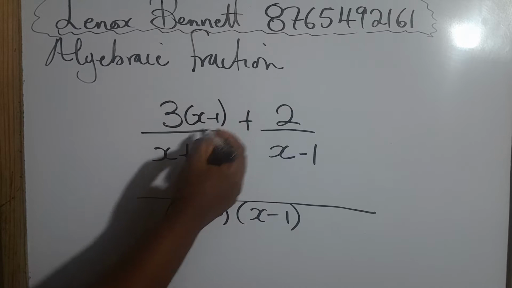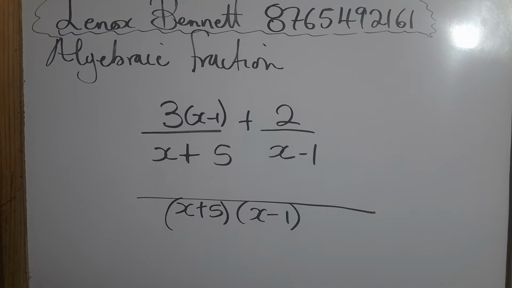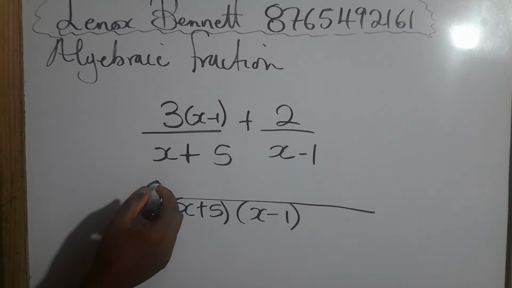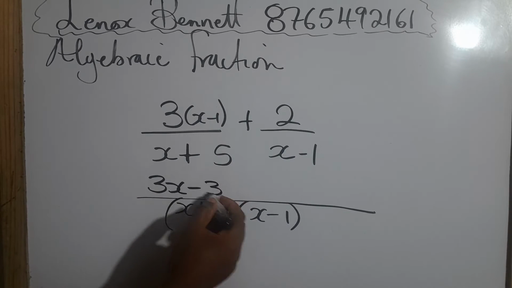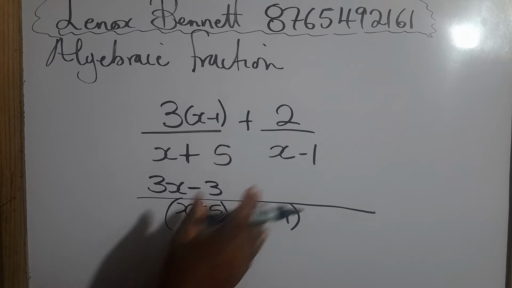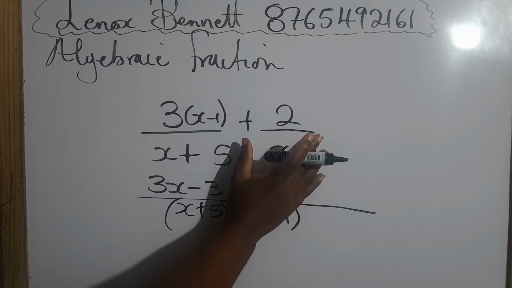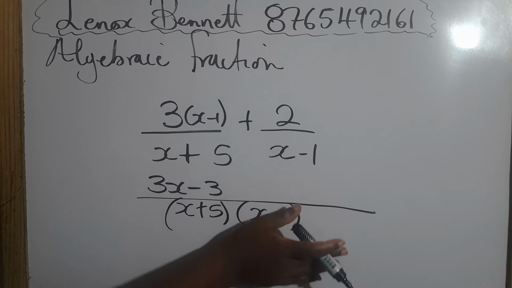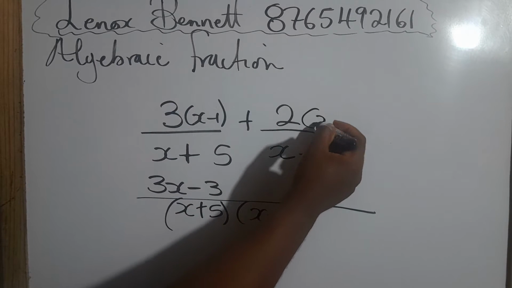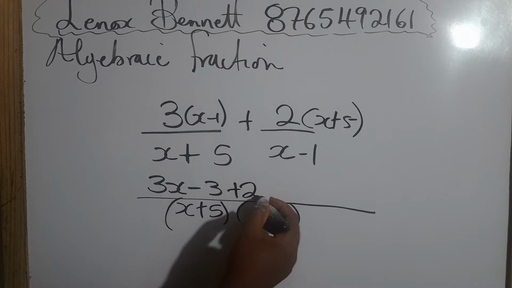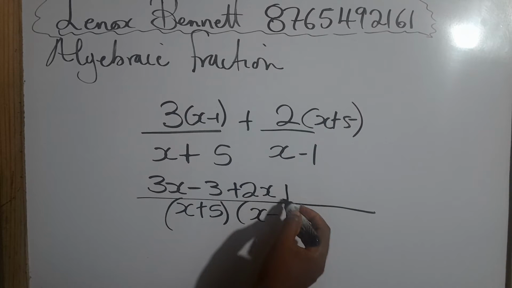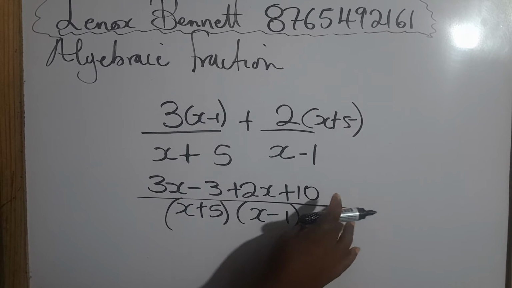So we multiply the numerator. It's done just like regular fractions. And of course, 3 times x, that's 3x. 3 times negative 1, negative 3. Next, we're going to do the same thing, but this time with x minus 1. So this will leave x plus 5. So we multiply this by x plus 5. 2 times x would give us 2x. 2 times 5 would give us 10.